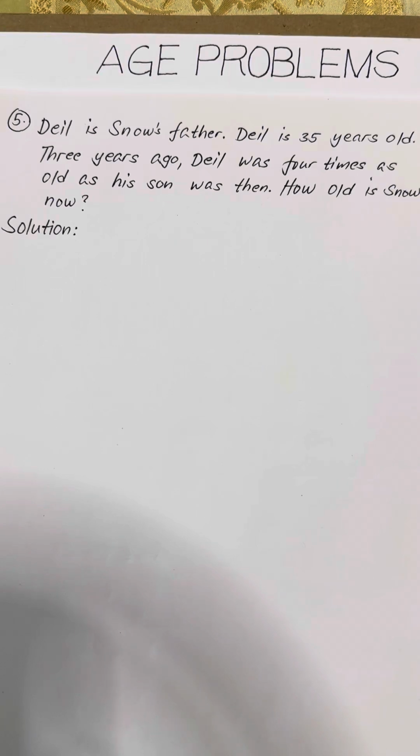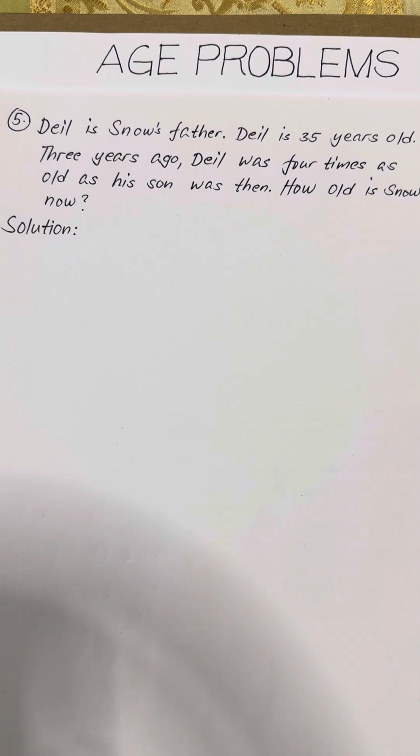So we have here another simple problem on our topic, age problem. Problem number 5. Dale is Snow's father. Dale is 35 years old. 3 years ago, Dale was 4 times as old as his son was then. How old is Snow now?